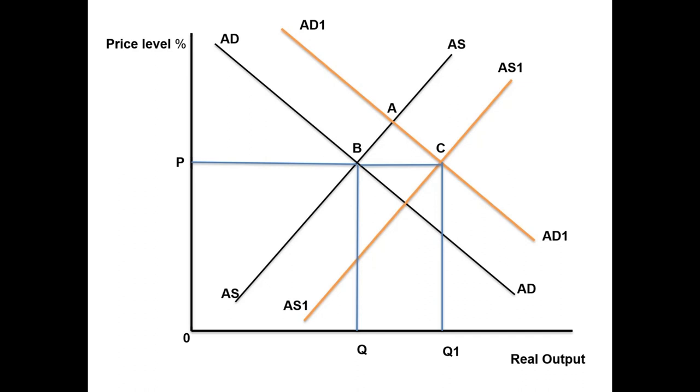supplied. So the aggregate demand, us as consumers, households, whoever represents aggregate demand, we now increase demand. There's increased demand from quantity Q to Q1. The real output increases from Q to Q1, but supply also keeps up with the quantity demanded. And this means that prices remain the same.